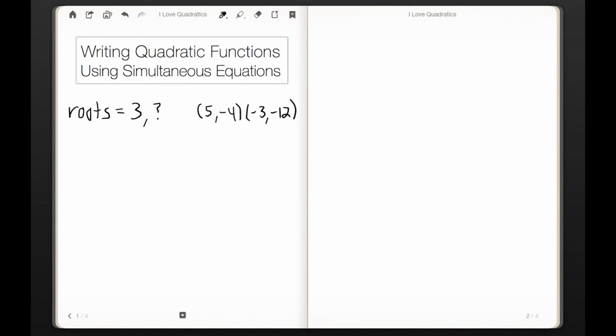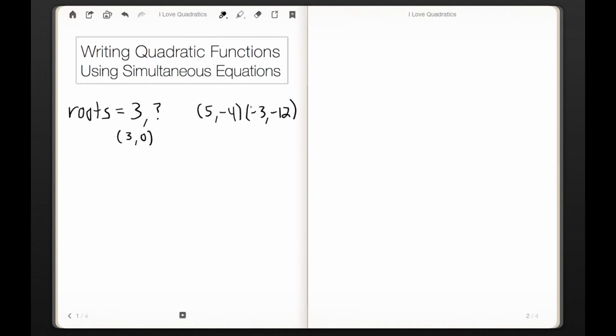So what can we do with this? Well, we know that we can't use root form when we only have one of the roots. We tried that in the last video, and it didn't work. But what we do have here is 2 points, and we have a third point here. Because at a root, the y value is 0, so we can change the root of 3 to the point 3, 0. So now we're just left with 3 points that are on the graph.